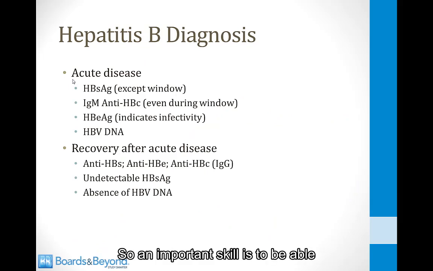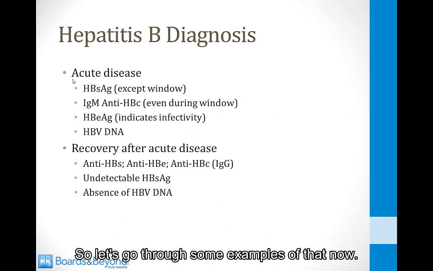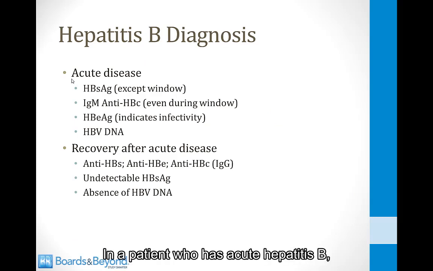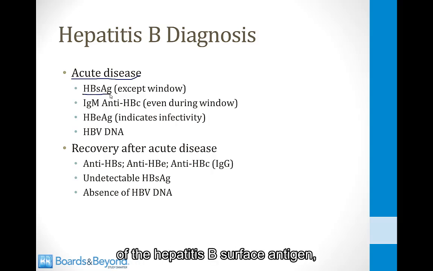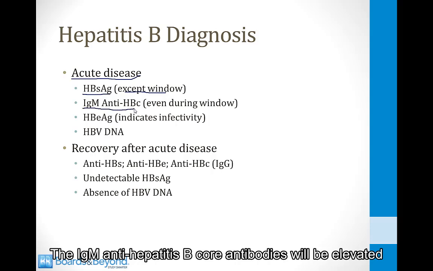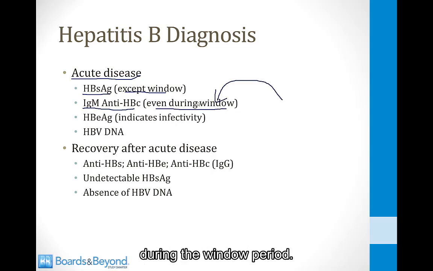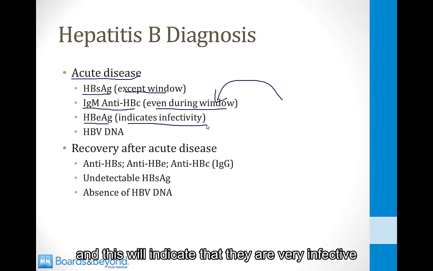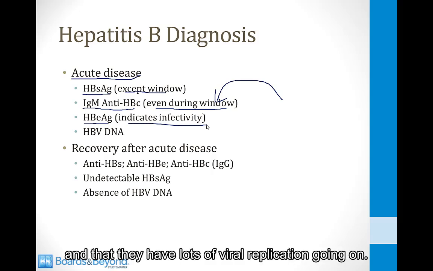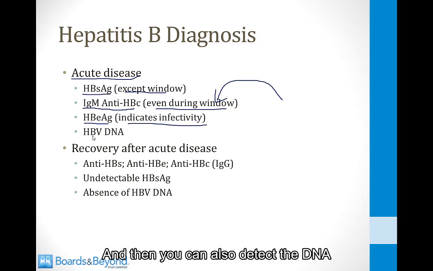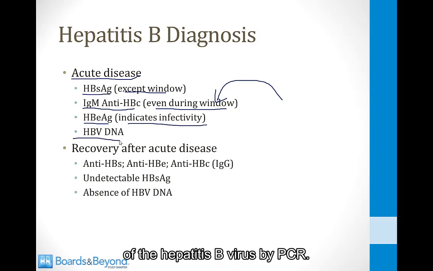So an important skill is to be able to interpret these blood tests, so let's go through some examples of that now. In a patient who has acute hepatitis B, they will have an elevated level of the hepatitis B surface antigen, except for during the window period. The IgM anti-hepatitis B core antibodies will be elevated even during the window period. Remember, this is the marker of infectivity during the window period. Hepatitis B E antigen will be elevated, and this will indicate that they are very infective and that they have lots of viral replication going on. And then you can also detect the DNA of the hepatitis B virus by PCR.